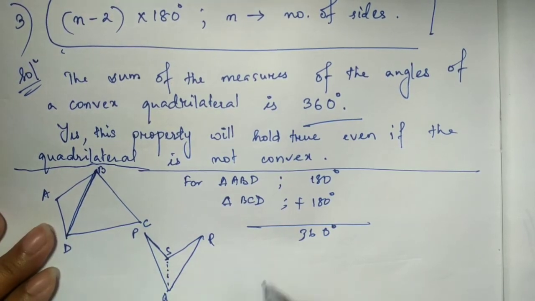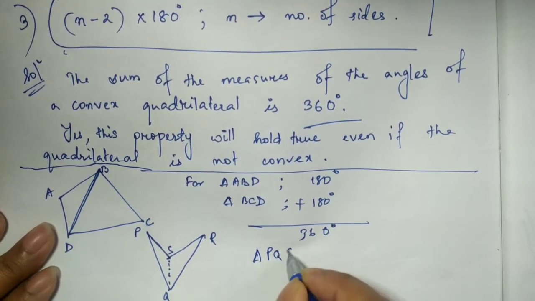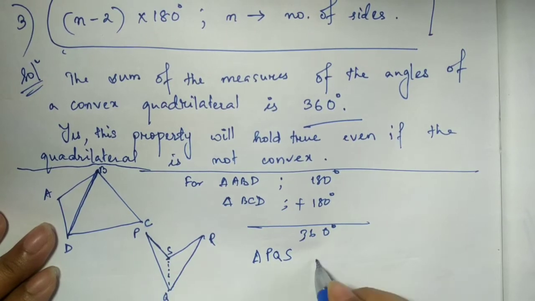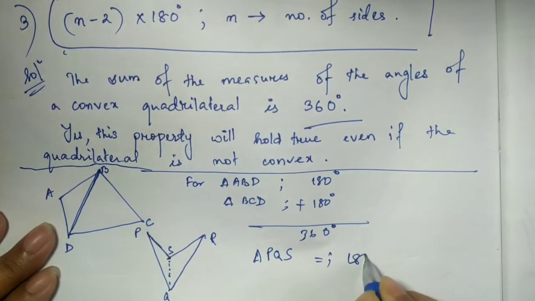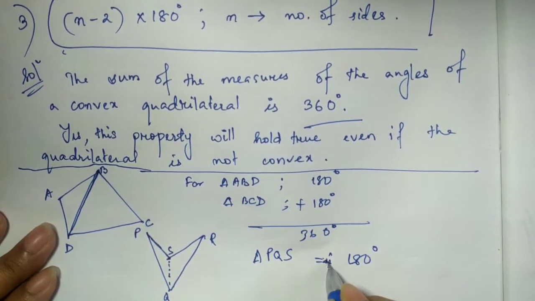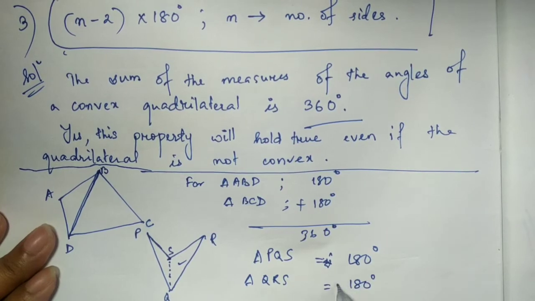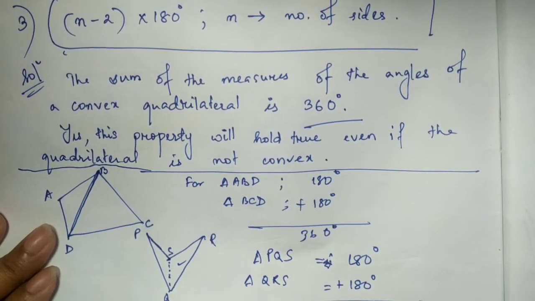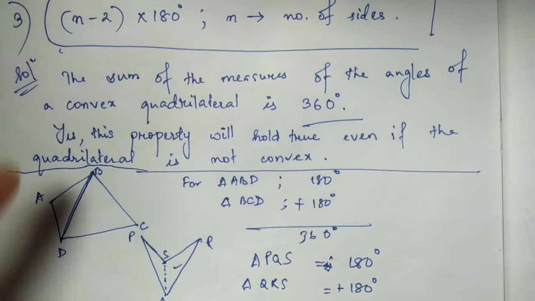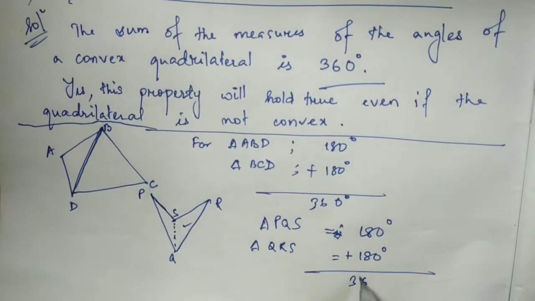So from this triangle, that is PQS, what is this? It is a triangle, so the angle sum property will again be equal to 180 degrees. For triangle QRS, it will also be 180 degrees. And if I add both of them, they give me the whole quadrilateral. So what I get is 360 degrees.